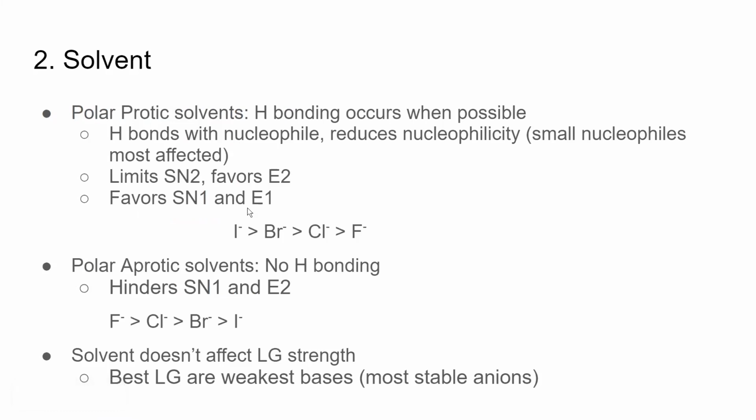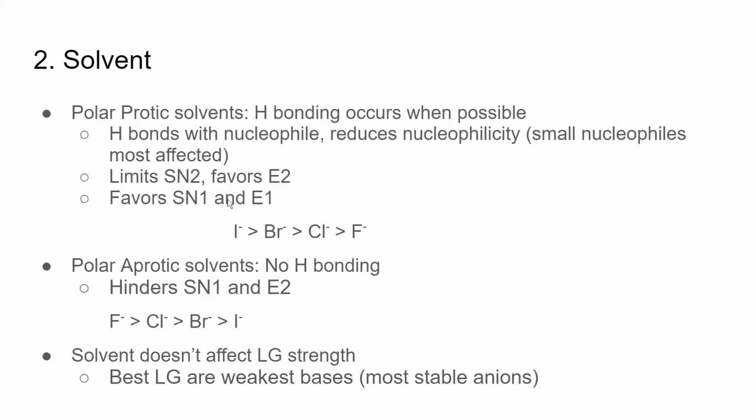With polar protic solvents, if you remember, that's going to be a solvent where there's an electronegative group connected to a hydrogen. Because of that, that hydrogen can participate in hydrogen bonding. Hydrogen bonding occurs whenever possible. These hydrogen bonds chiefly interact with the nucleophile. As you remember from Monday's lecture, they're going to surround that nucleophile and reduce its nucleophile strength.